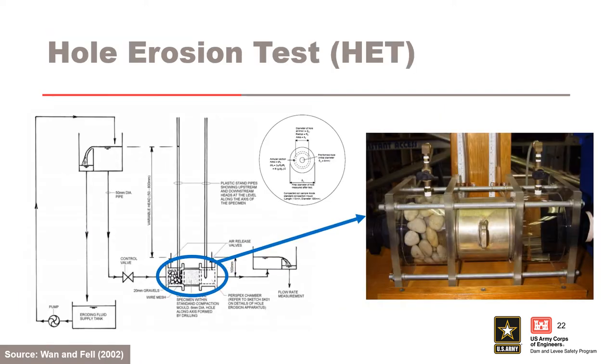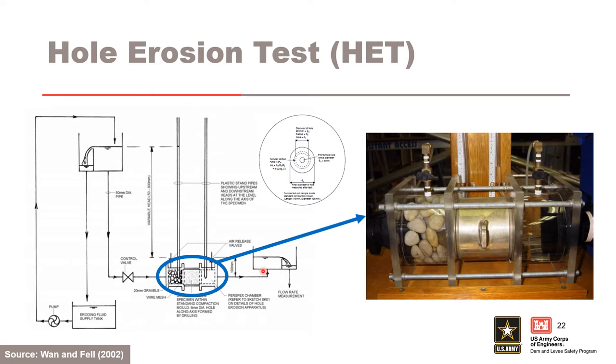Finally, on this slide, you see the hole erosion test. The hole erosion test consists of a proctor mold that a compacted soil sample is prepared in, and an initial hole is drilled into the center of that mold so that we can induce flow through the hole and examine how it evolves. A constant head difference is applied across the sample so that we know exactly what the pressure is on either side of this proctor specimen, and the outflow is measured.